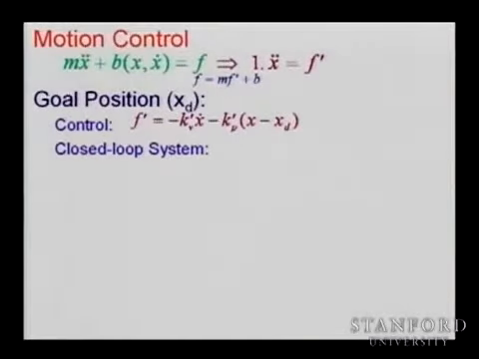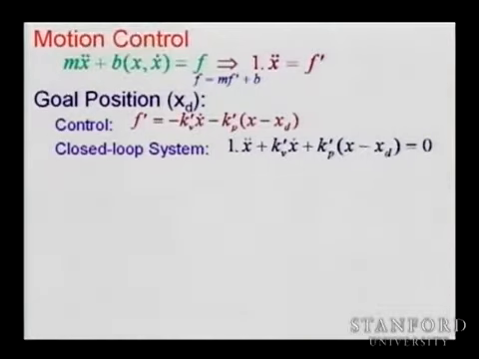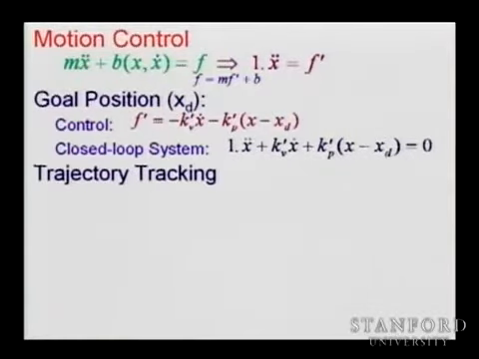Who remembers? I'm sure you remember. F prime is? Minus kv prime times x dot minus kp prime times x minus xd. You meant minus kp prime x minus xd. So minus kv prime x dot minus kp prime x minus xd, and the closed loop behavior would be very nice. So we linearize the system.